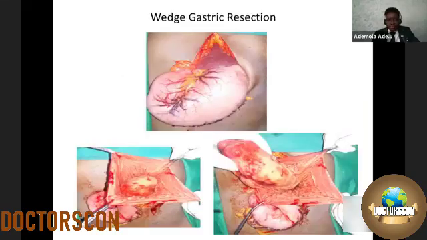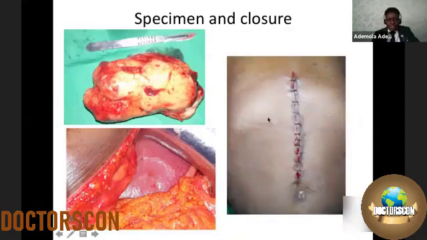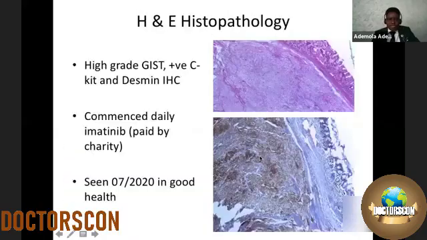So we decided to go ahead to do a wedge gastric resection for him, and then this is the tumor being mobilized out of the stomach, and this is the specimen, the closure of the abdomen. So his pathology came out as a high-grade GIST, which was positive for c-KIT and desmin, and he was commenced on imatinib, mercifully because of the high-grade status and risk of recurrence. Now, this drug is very expensive in our environment, but we were able to get it based on charity. And we still saw him last month in good state of health 3 years after the surgery.